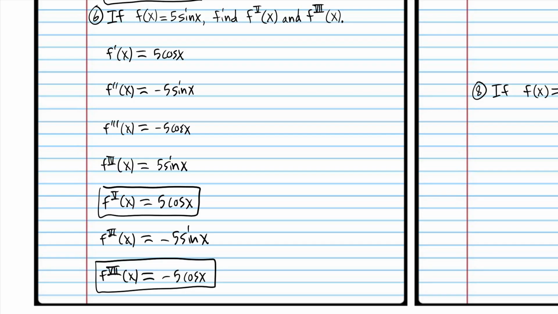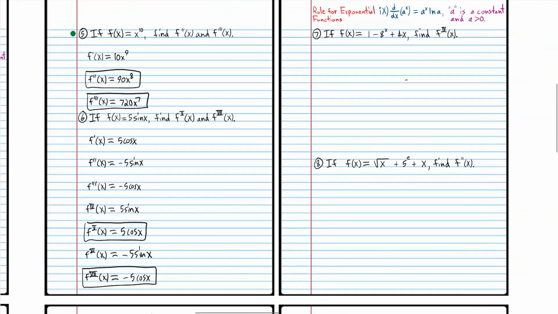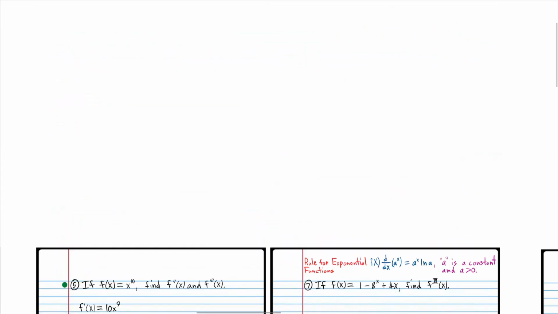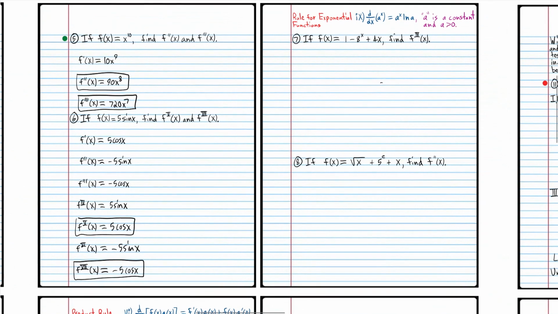So if you got that right, excellent. Okay, go ahead and try number 7. Now for number 7, you're going to have to use the exponent rule, or the rule for exponential functions. So try your best on number 7. When you come back, we'll do it together.